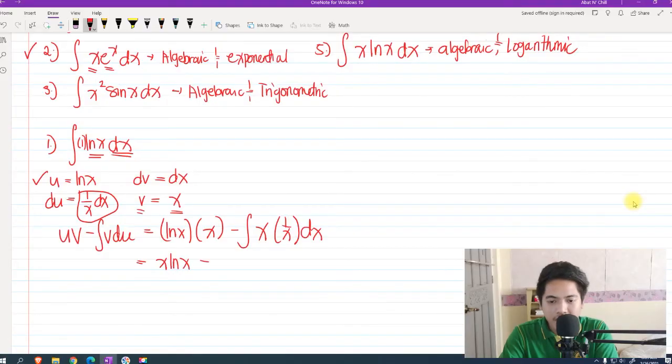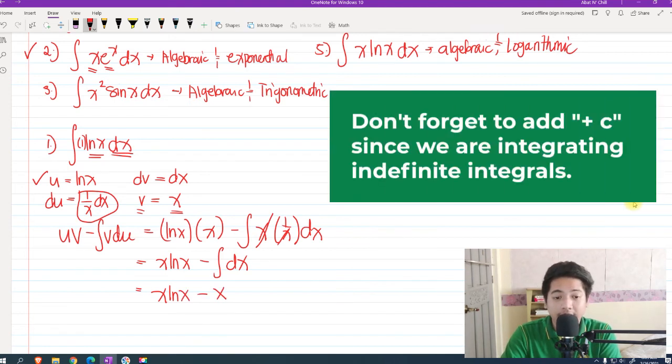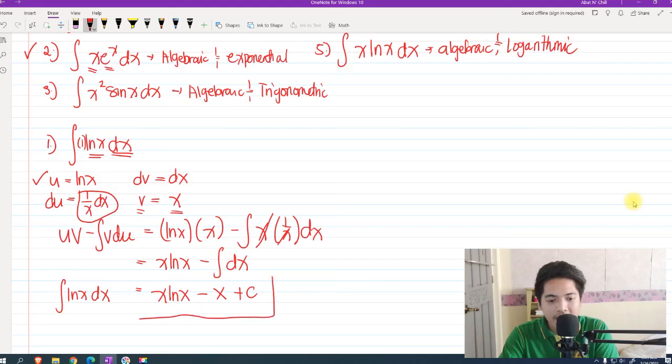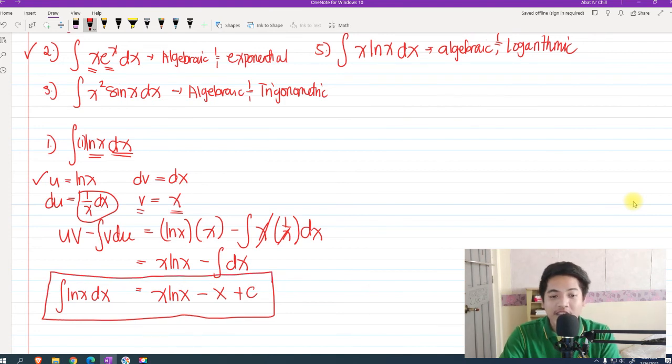To simplify, we have x ln of x minus, this would cancel, so that we are getting only the integral of dx. And the integral of dx would be simply x. Don't forget, since we are integrating an indefinite integral, we have to add plus c here. So the integral of ln of x dx equals x ln of x minus x plus c. That's how we do problem number 1, using integration by parts.